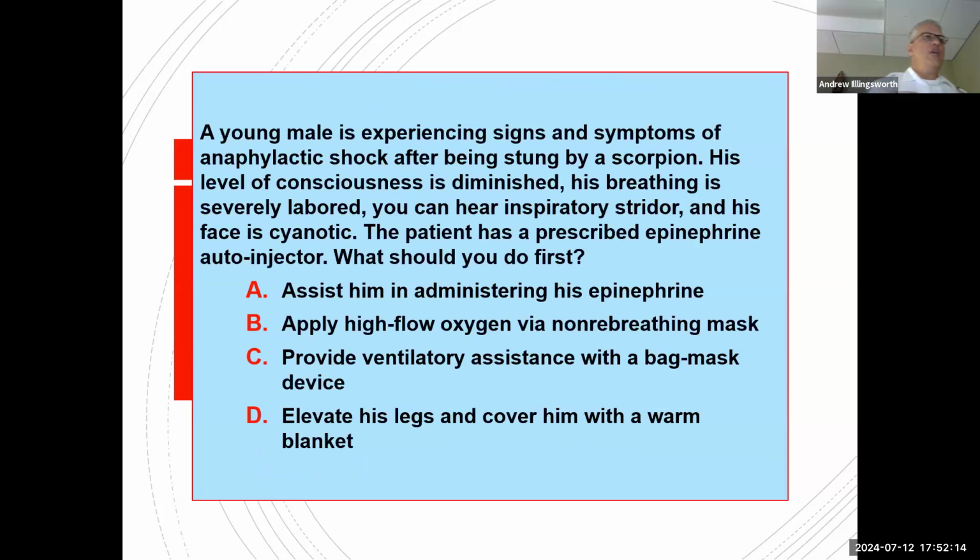All right. A young male is experiencing signs and symptoms of anaphylactic shock after being stung by a scorpion. His level of consciousness is diminished. His breathing is severely labored. You can hear inspiratory stridor and his face is cyanotic. The patient is prescribed an epinephrine autoinjector. What should you do first?